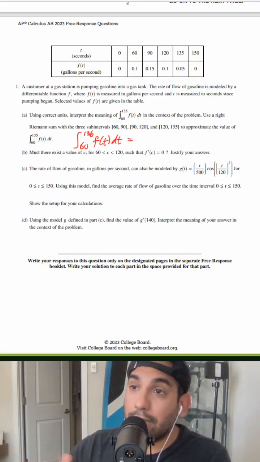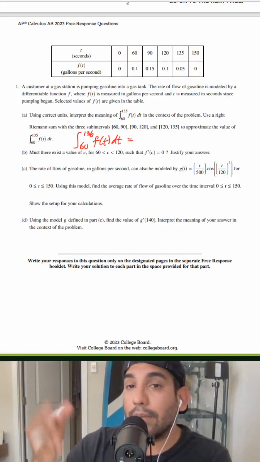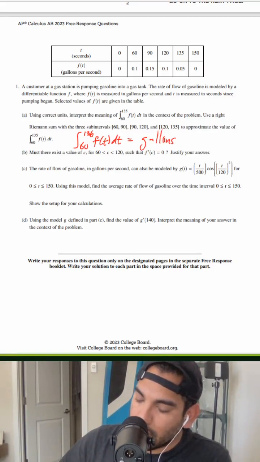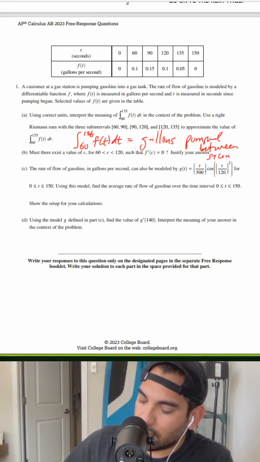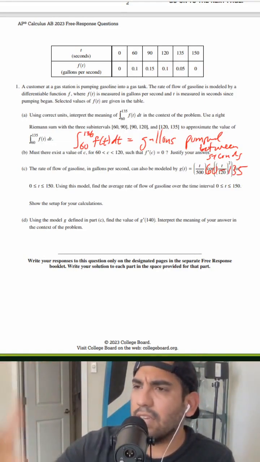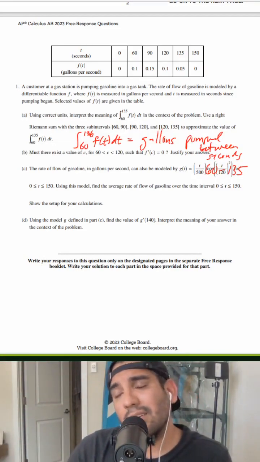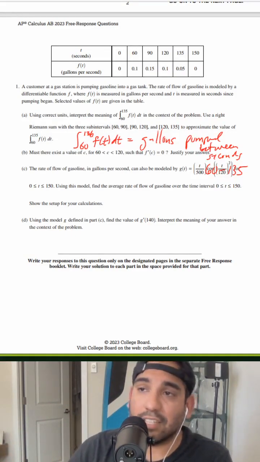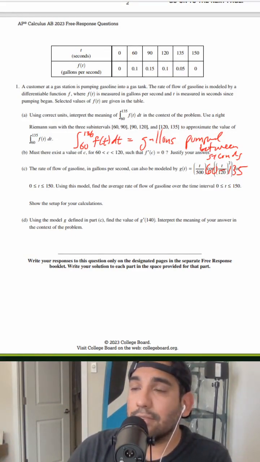And what this is going to represent, at the very beginning, because this is a rate of change, this f of t is gallons per second. It's going to represent the gallons pumped between seconds 60 to 135. Some people might say gallons pumped between, I was even thinking gallons pumped between the first 65 seconds, but that's not correct. Okay, so that's the very first thing.